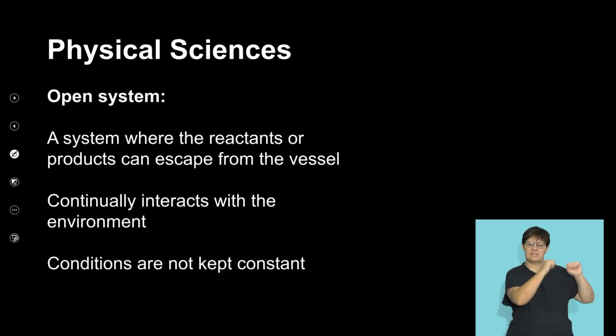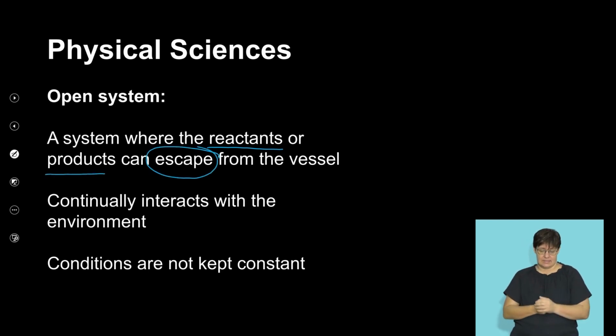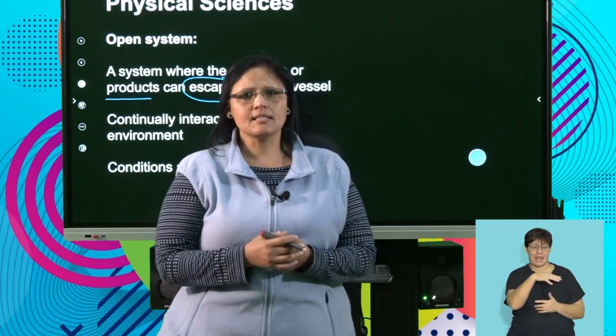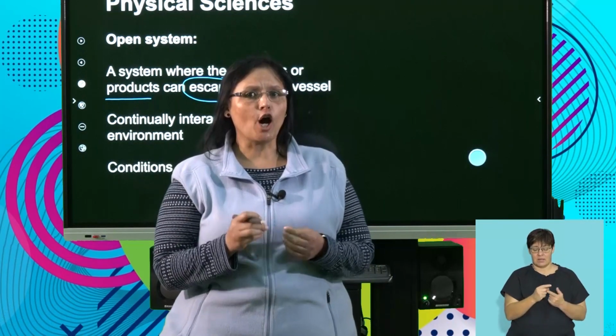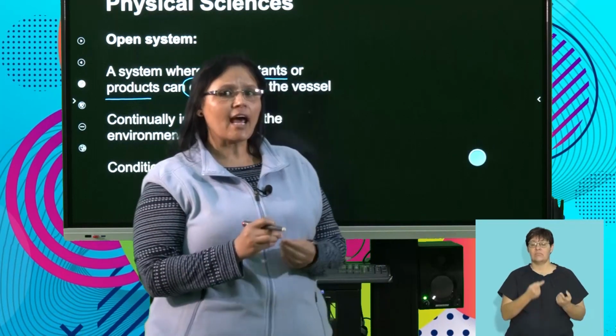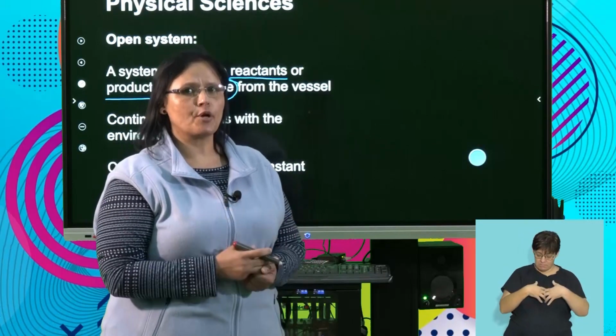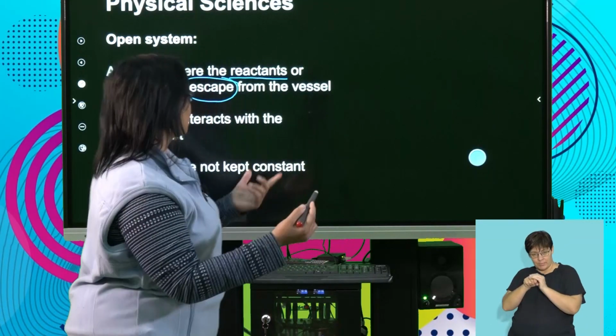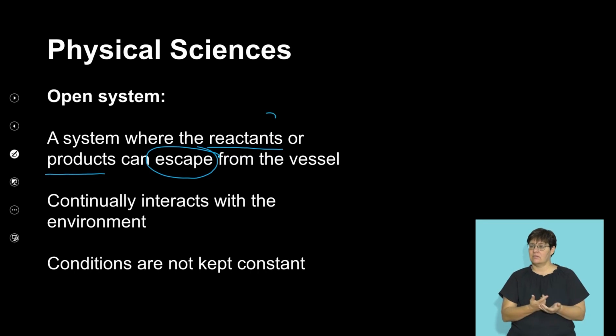Firstly, an open system is a system where the reactants or the products can escape. In other words, it is a system where you might start with a solid and an aqueous solution or with a gas, but at the end of the day, for an open system, the reactants, when forming a product, can then escape, meaning it might then be in gas form.